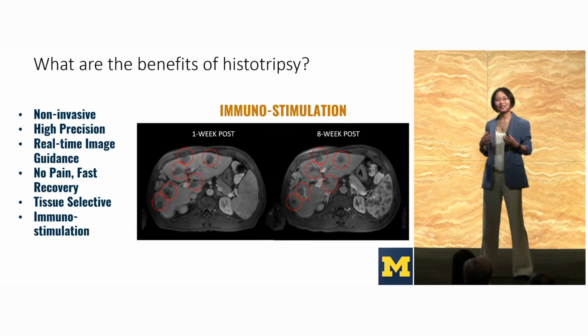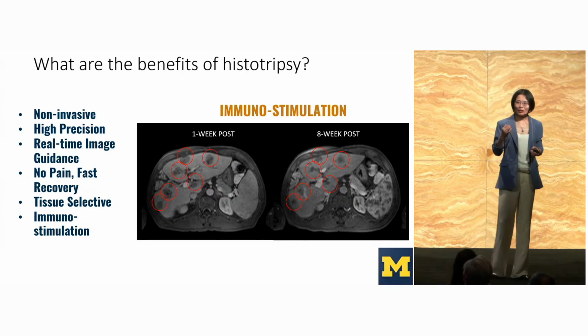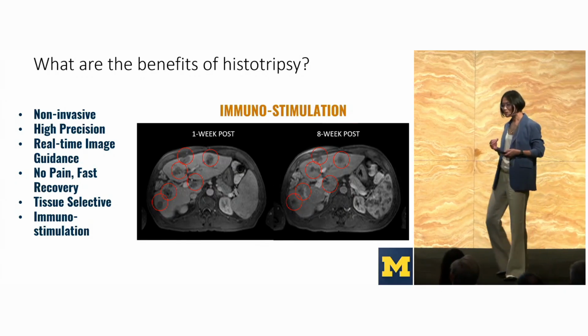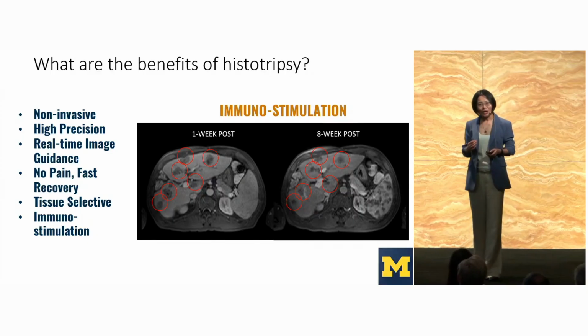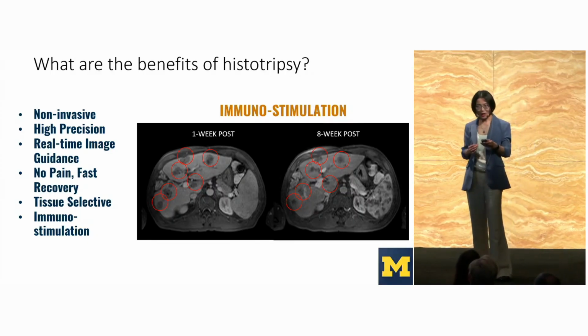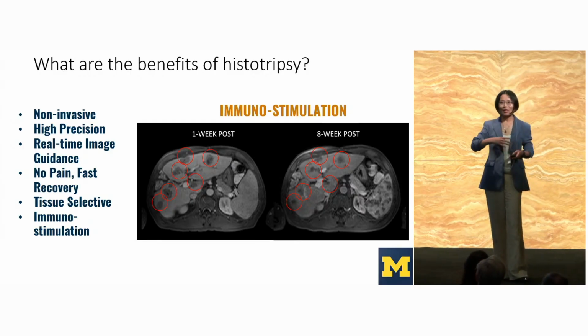Lastly was a surprising finding from our research, which is immune stimulation. I will talk about the mechanism more later. It turns out that histotripsy also stimulates a potent immune response, such that in selected patients, we have seen that treating one tumor can lead to substantial regression of other off-target tumors.